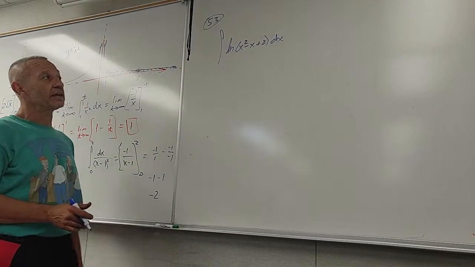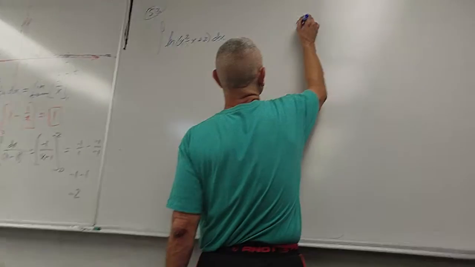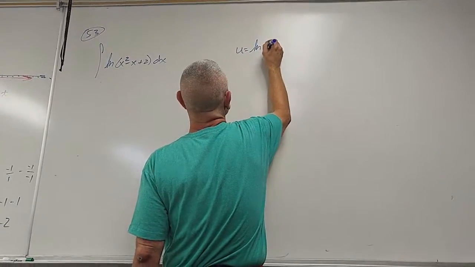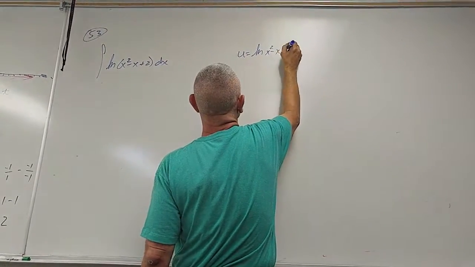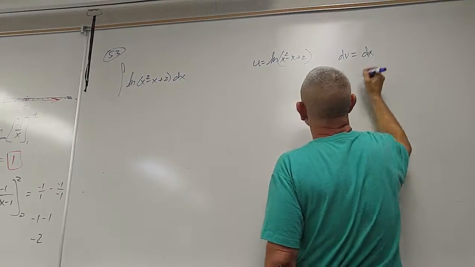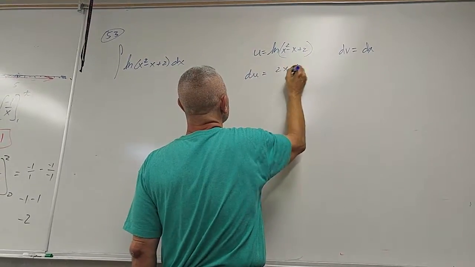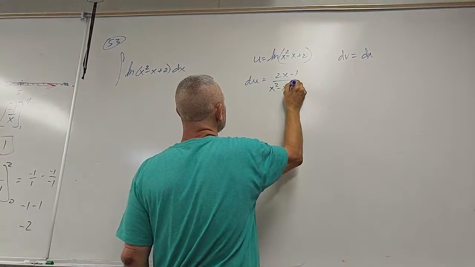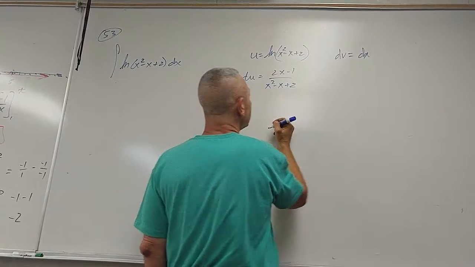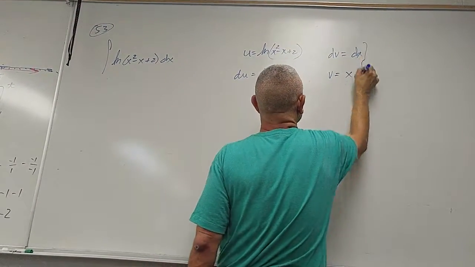After all, when I see that ln, my first thought goes to integration by parts. So let's try letting u equal the ln of x squared minus x plus 2, and let's let dv be dx. So du is 2x minus 1 over x squared minus x plus 2, and v is equal to x.